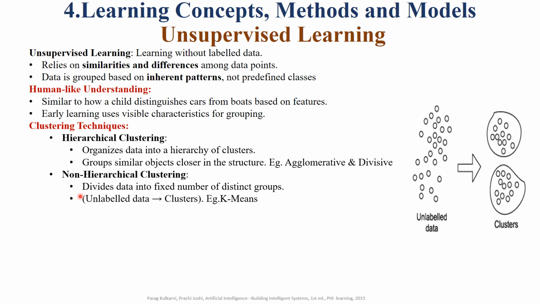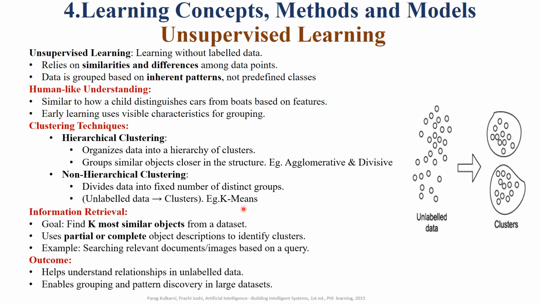Non-hierarchical clustering, we divide the data into some fixed number of distinct groups. Say the unlabeled data will be grouped in clusters, say 2 or 3 clusters. So it will be grouped under K clusters. For example, K means. So the main goal is to find the K most similar objects from a dataset. So we will be using partial or complete object descriptions and identify the clusters.